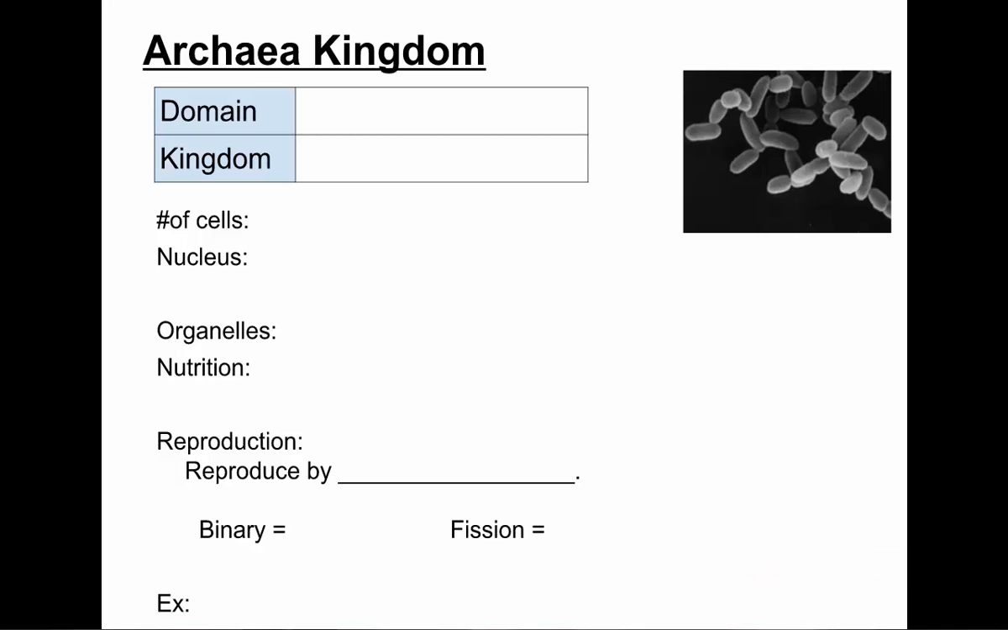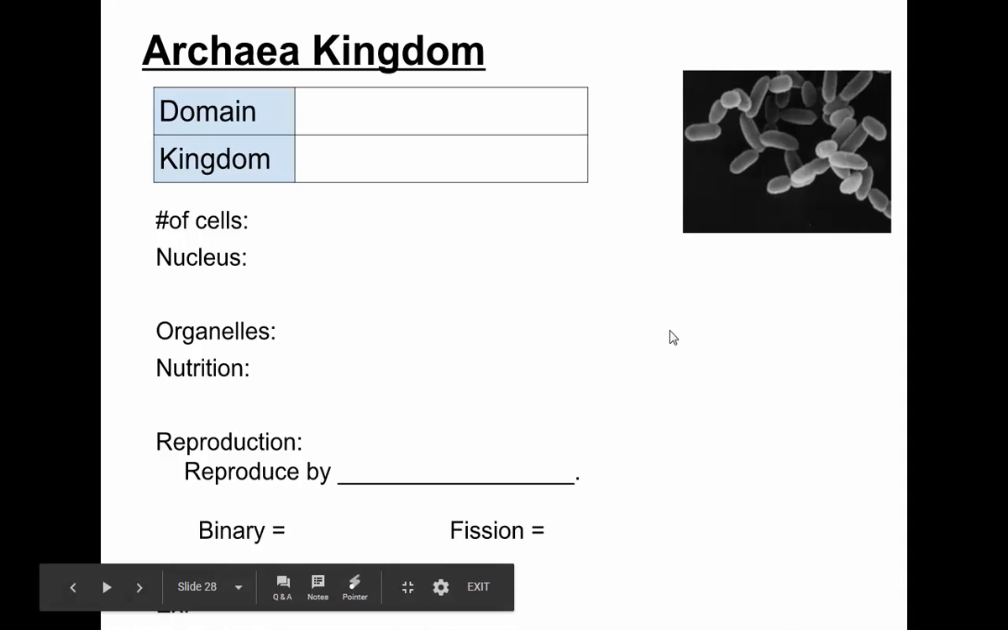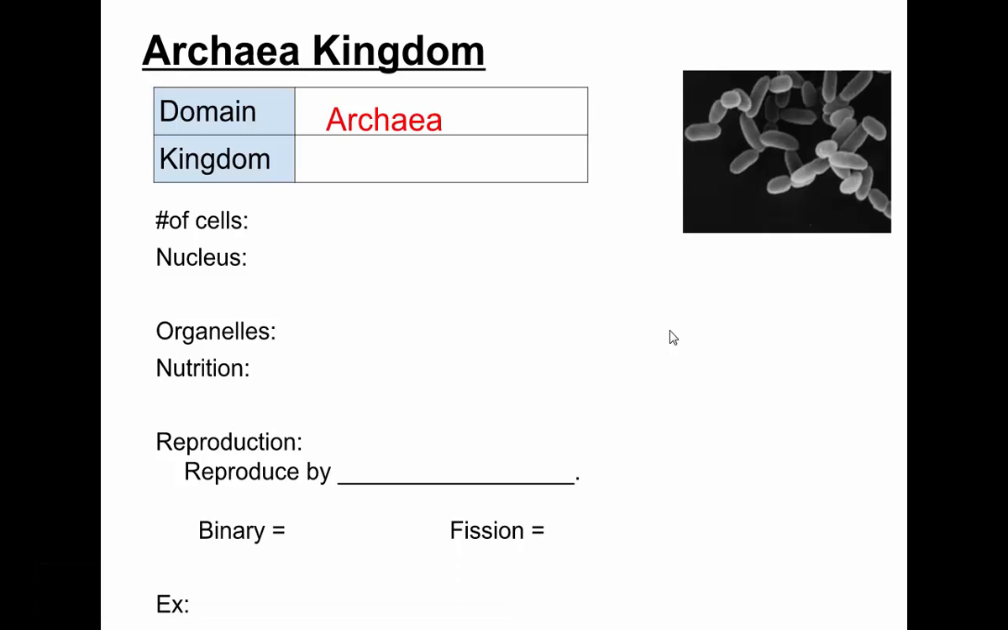Danielle? Its own domain. It's called archaea. So the domain for archaea, where you find those organisms, is called archaea. And so is the kingdom as well. So it has its own domain, its own kingdom. And archaea includes organisms that are unicellular, so they're single celled.